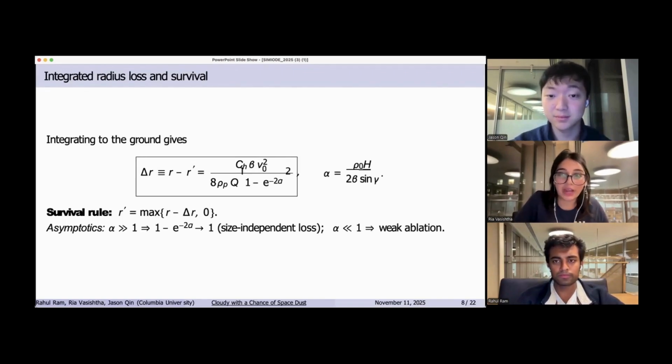Integrating from top to ground gives us total radius loss. Two parameters control it, beta, the ballistic coefficient, and alpha, how strongly the atmosphere acts. When alpha is large, dense air, or shallow entry, most material burns off. When small, thin air, or steep entry, much more survives. If delta R is greater than R sub zero, it vaporizes. If smaller, it lands intact but reduced.